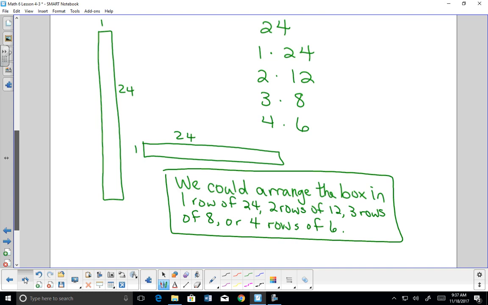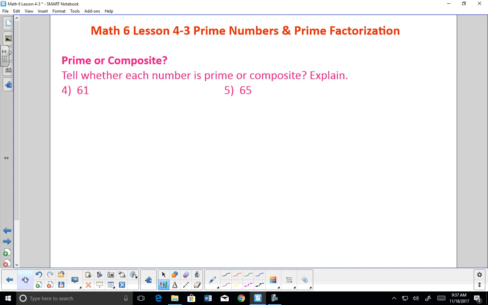Prime or composite? How do you tell whether a number is prime or composite? Well, you have to look at it. If you know your prime numbers, you'll be great. Most people don't know their prime numbers. Okay? We'll talk in class a little bit about how you can figure out your prime numbers a little bit easier.